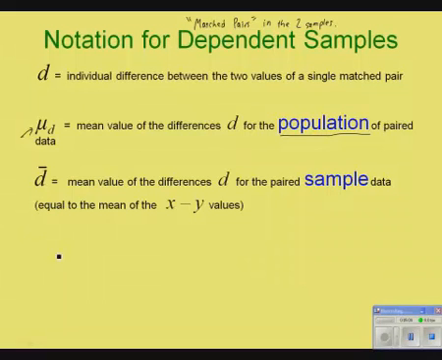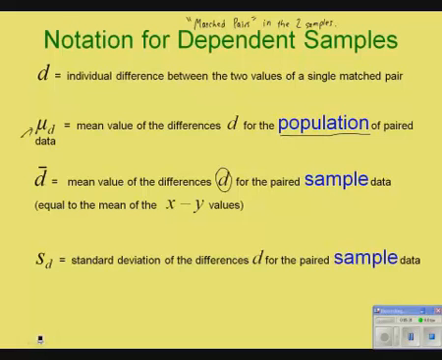Honestly, to remember all this stuff is really tough. To me, that's not the important thing. That's why we use these cards. We'll have all this notation around. But you want to be able to read it when you're doing your homework. So this is interesting. If you take all the differences, D, add them up and divide by N, that'll be equal to the mean of the X minus Y values. Okay, so that's true. Hey, SD, guess what that stands for?